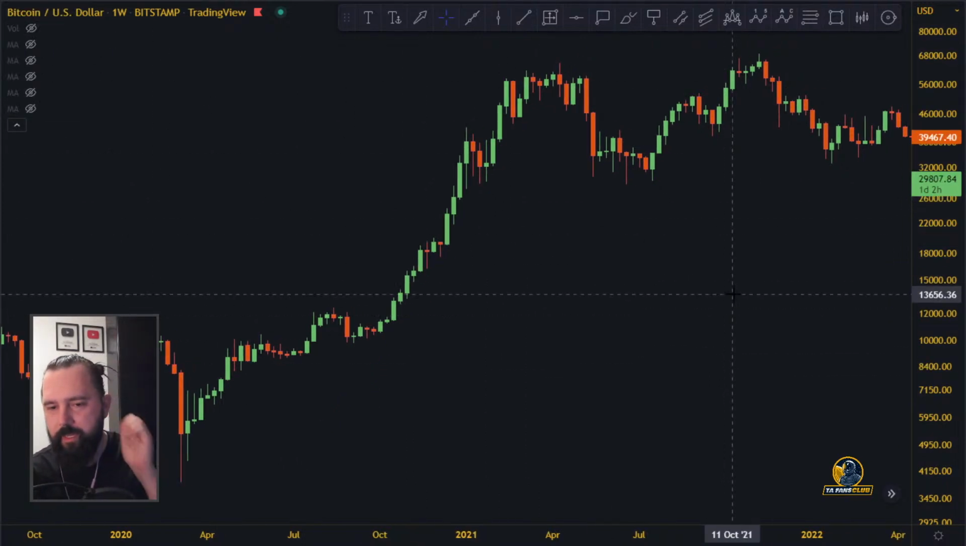But my conviction has always been that, even though I use logarithmic charts a lot, I've been using them for years and years, because it's just easier when you zoom out and zoom in, right?